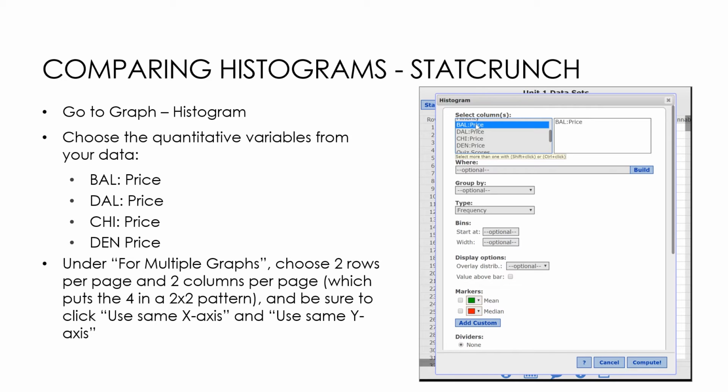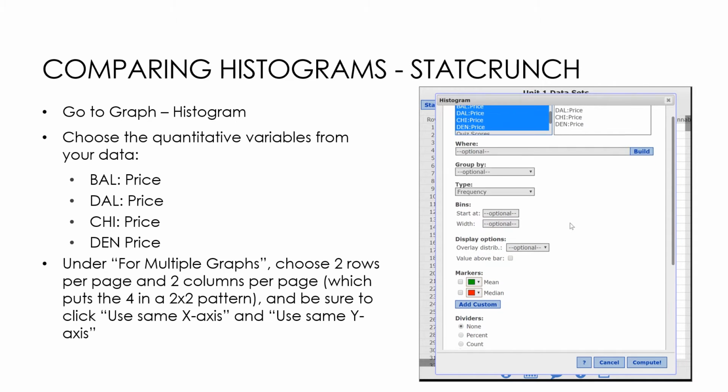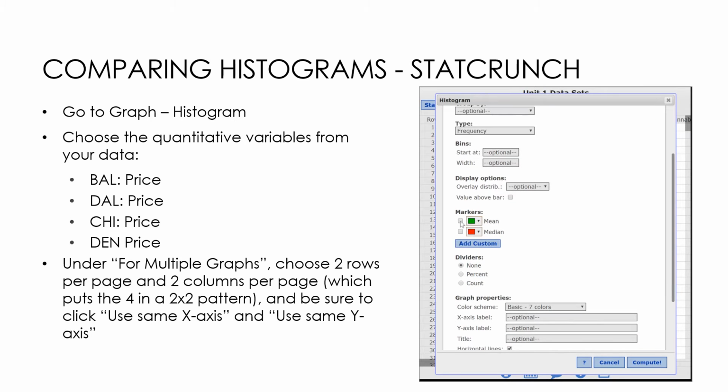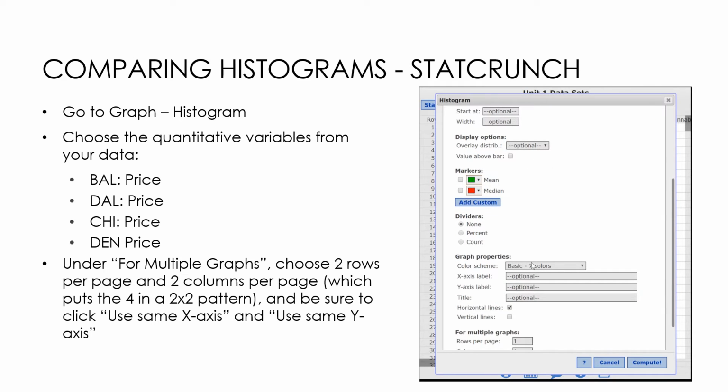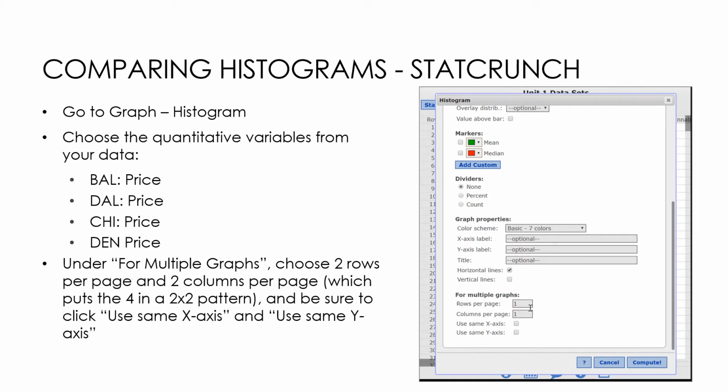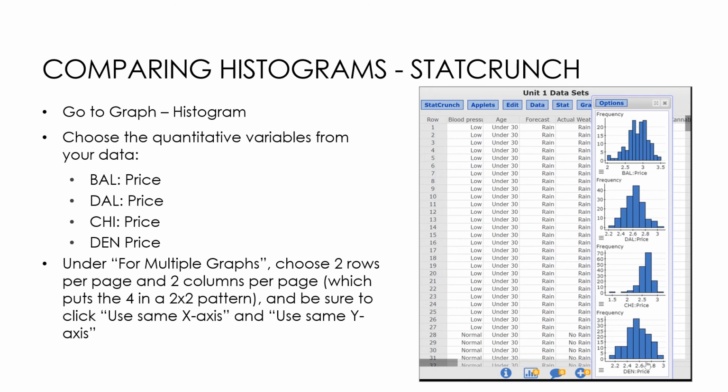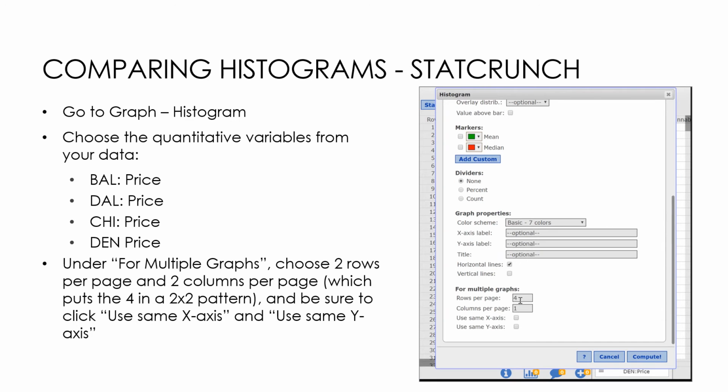So notice I'm going to click on Baltimore price, and then you can either control click and choose each of those four, or just shift and then get all four of those. I do have a few options here. Obviously I always have my mean, median options, and I can choose my different color schemes, etc. But for multiple graphs, this is where you're going to choose, do you want a graph on each page? Or perhaps if I click 4, then I've got 4 in the column, so 4 different rows but one column. I can go back to my options and choose 1 row but 4 different columns.